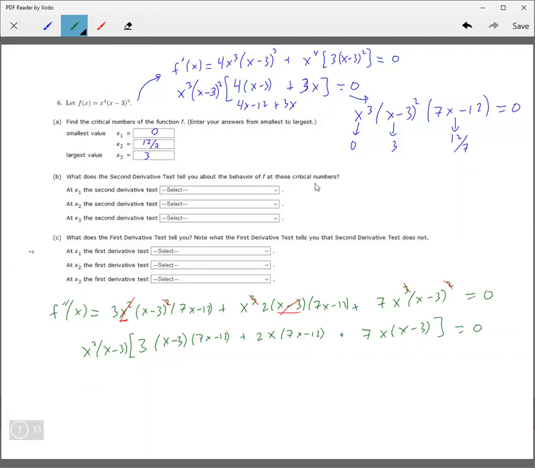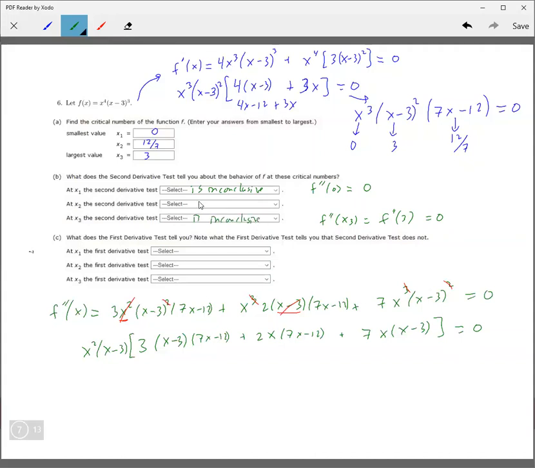Okay, so the second derivative at 0 is 0. Also, the second derivative at x3, which is 3, is also 0 because this is 0. This one right here zeroes everything out, because you have 0 times all this other stuff. So that means that this is inconclusive. This is inconclusive too.